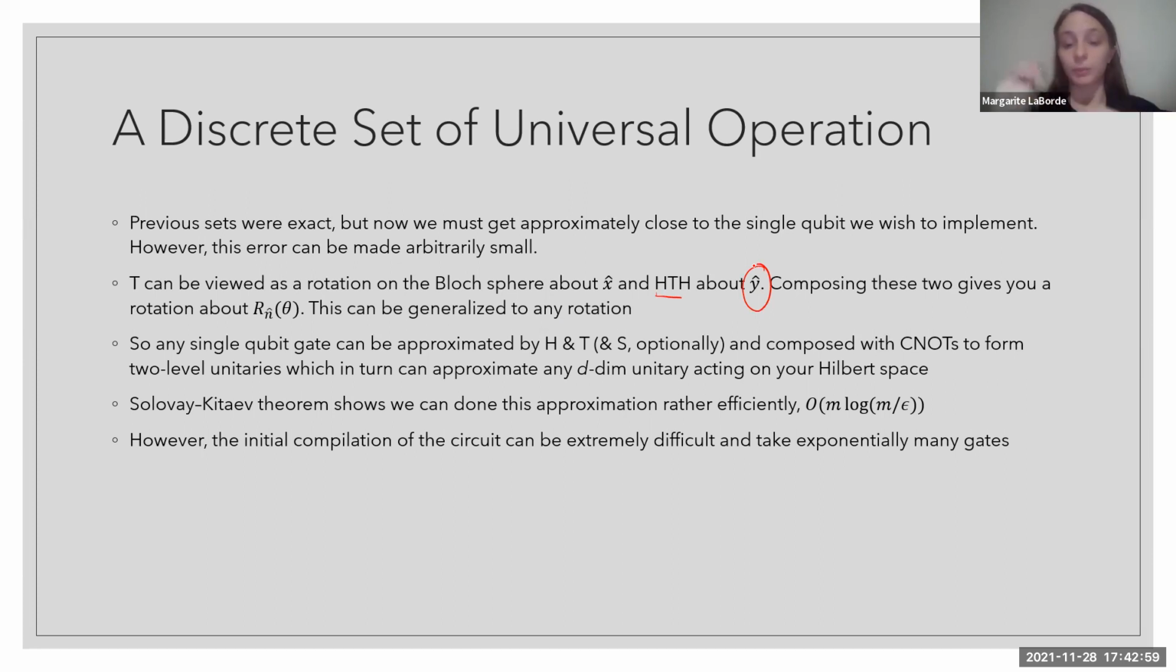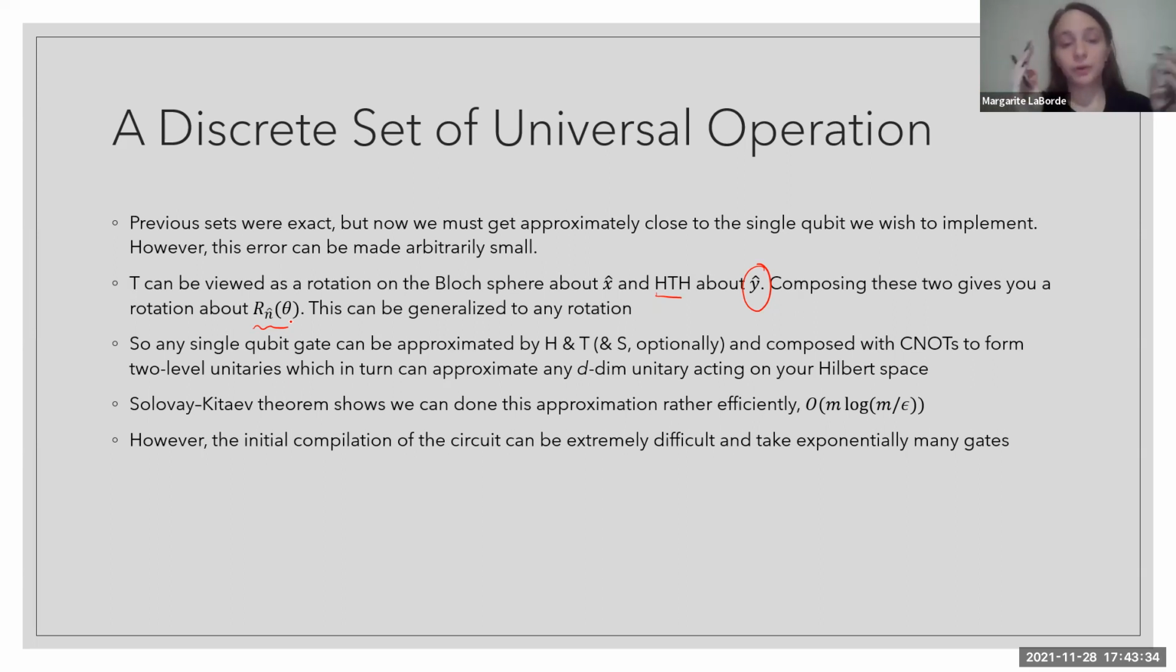And so then you can compose these two, and that'll give you a rotation in hat about some discretized theta. And again, Nielsen and Chuang go through a lot of details about this, but suffice to say, you can generalize this to any rotation beyond just a discretized theta, to any angle you would want. And the way you do that is you just do a whole bunch of these discretized thetas.